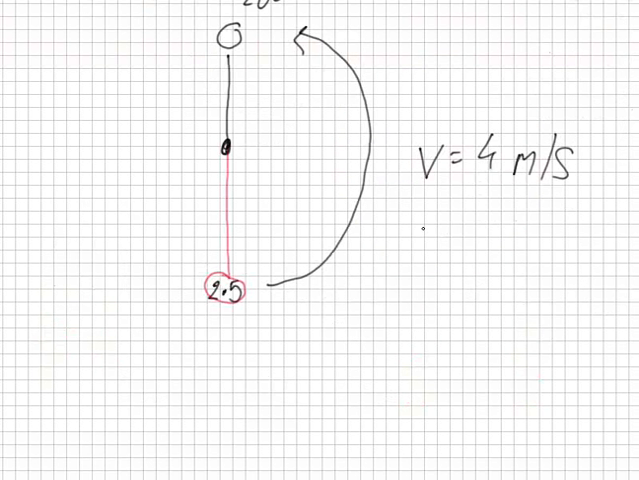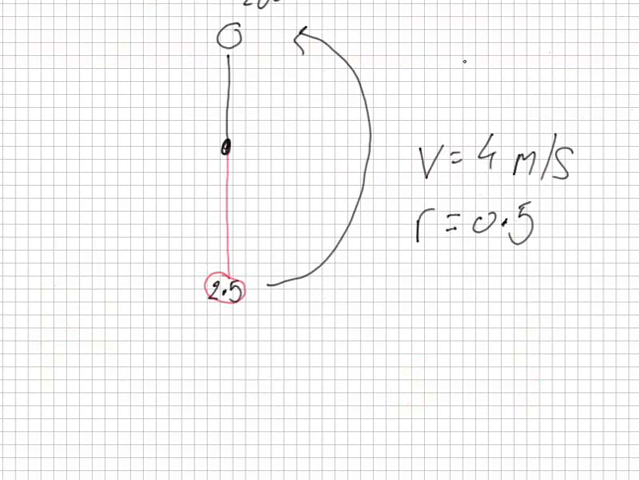Okay, I'm going to look at question 2 now. A mass of 2.5 kilograms is attached to the end of a string and is rotated around in a circle of radius 0.5. So you have this mass here, 2.5 kilograms, rotated around in a circle, and its speed is 4 meters per second, and the radius of the circle is 0.5 meters.